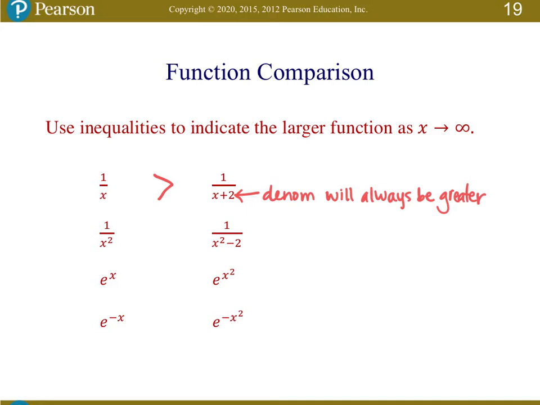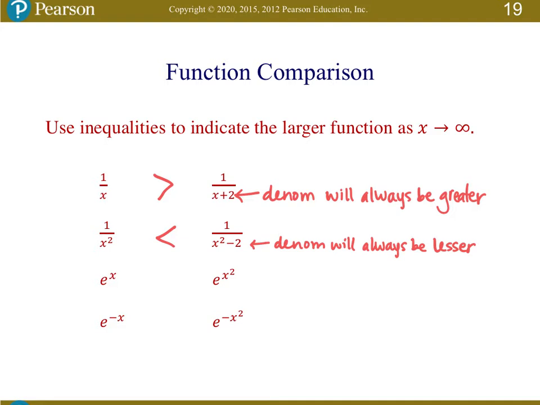So if we look at the next two functions and we compare the two denominators to each other, the second denominator will always be smaller. And if that denominator is always smaller, its overall value is going to be larger than the other one. And so we're going to put the inequality this way.